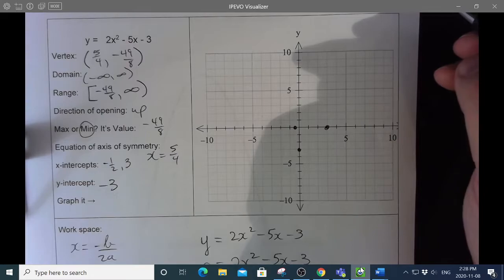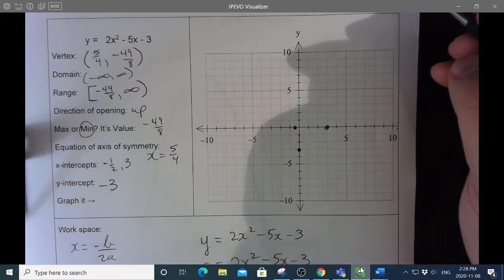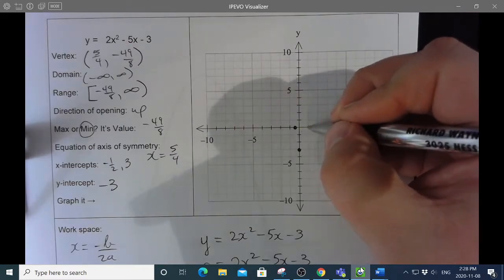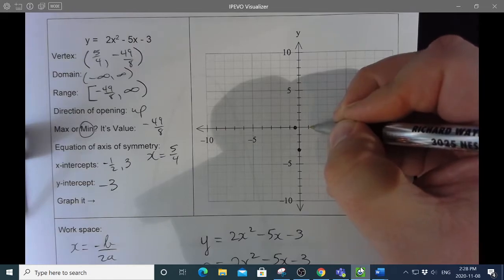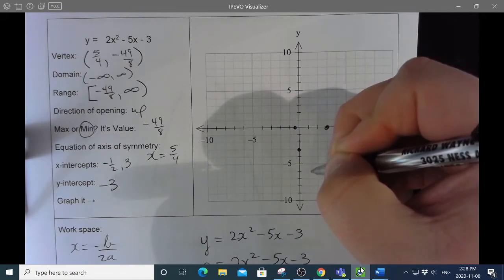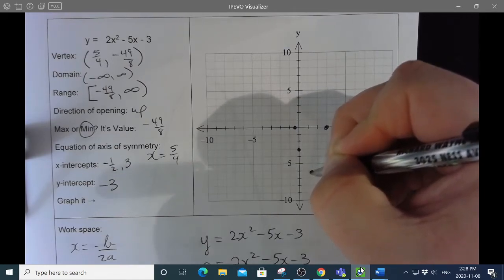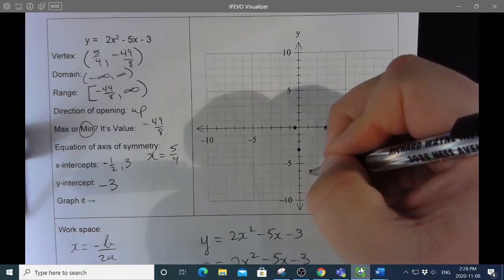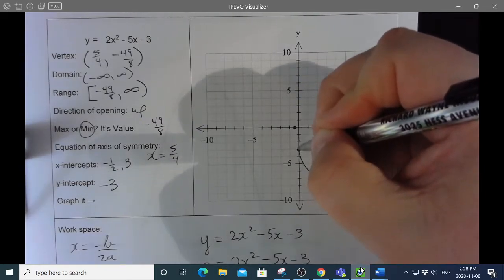So now the vertex. The vertex is 1 and 1/4, right? 5/4, so 1 and a little bit, and then it goes down 49/8, which is about negative 6 and 1/8. So about a quarter, and then go to negative 6 and a little bit. So somewhere around there is going to be my curvy.